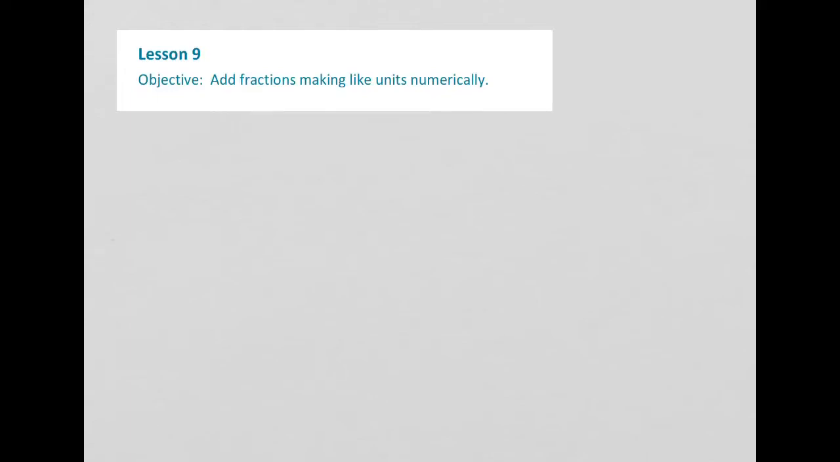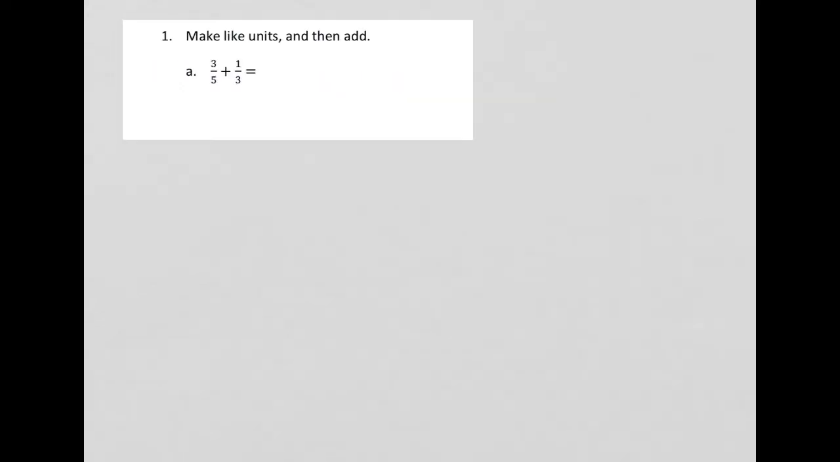Today we're going to be doing lesson 9 from module 3, where we're going to continue adding fractions, but now we're going to be doing it numerically, which means without models, number lines, or pictures. We're just going to use our understanding of our math patterns to find like units or find common denominators and add our numbers together. So if we look at this first problem, which is 1a, the question is 3/5 plus 1/3, and we need to figure out what that equals.